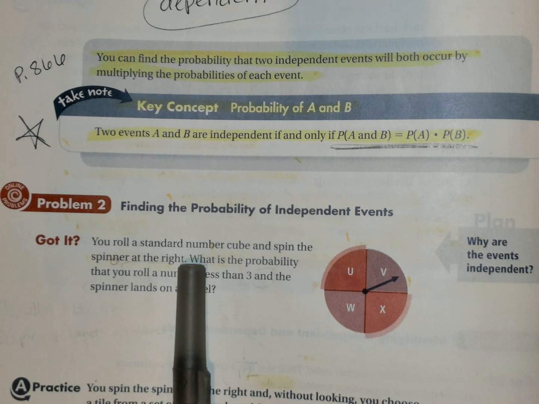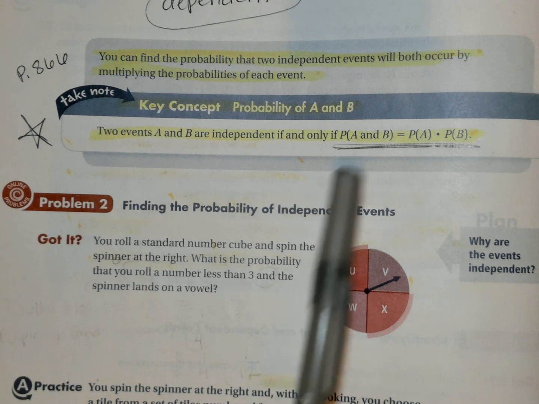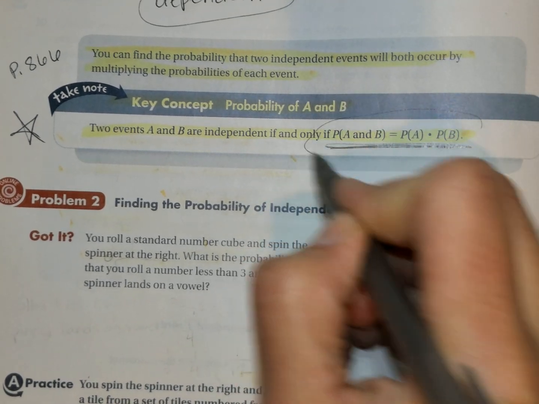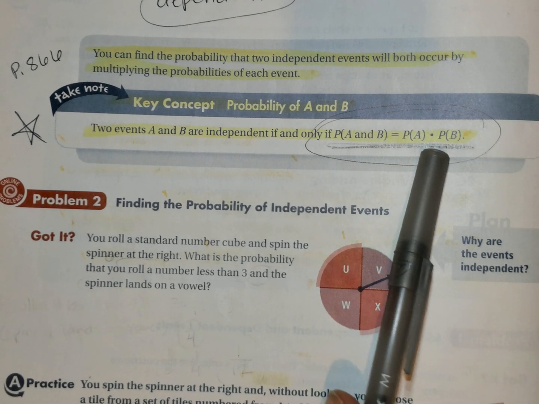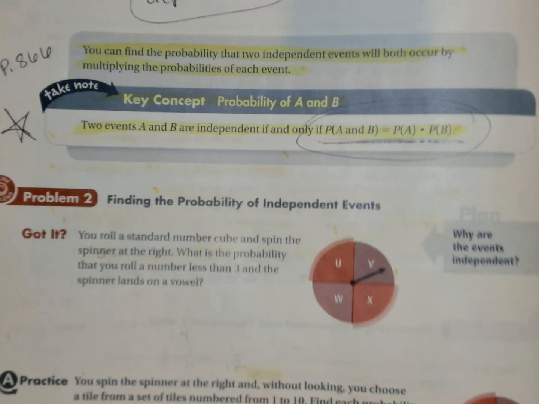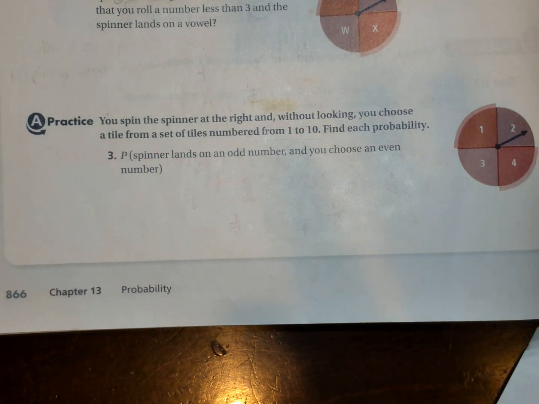First we're going to find the probability of independent events, just like what it says up here. So this is what we're going to use. But then on the next page, we will test for independence, which is pretty easy once you understand how this whole equation works. All right, so let's look at problem 2.